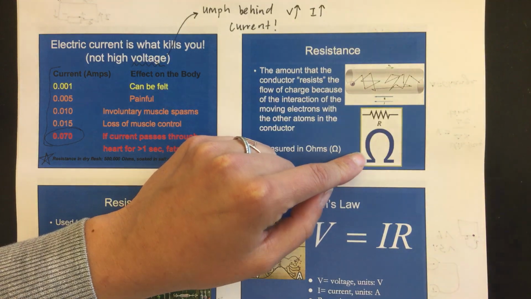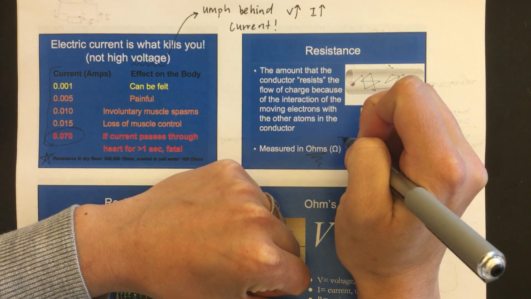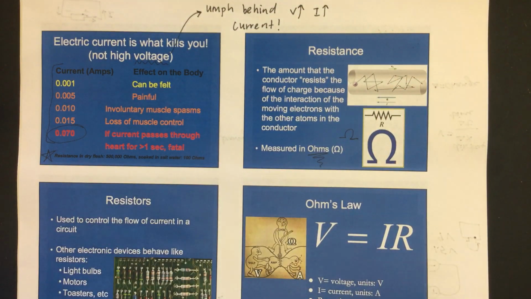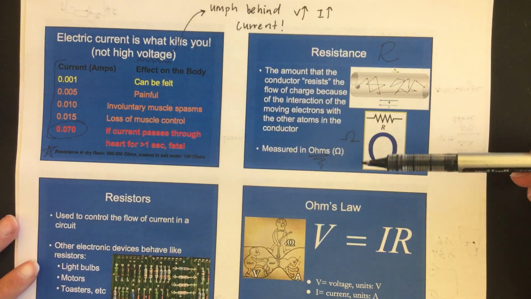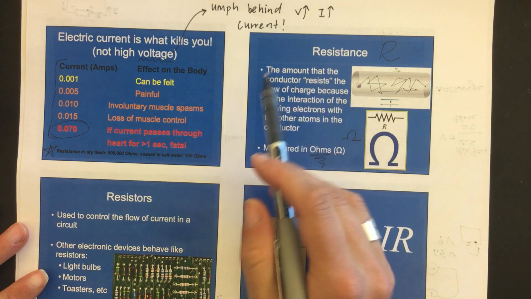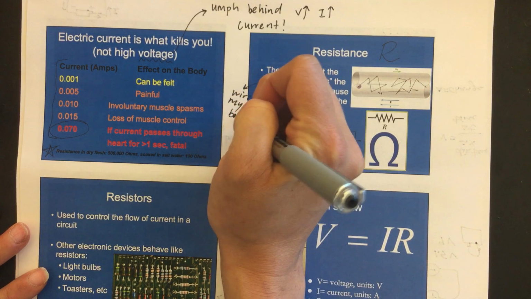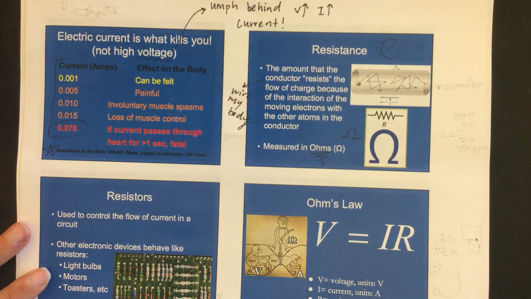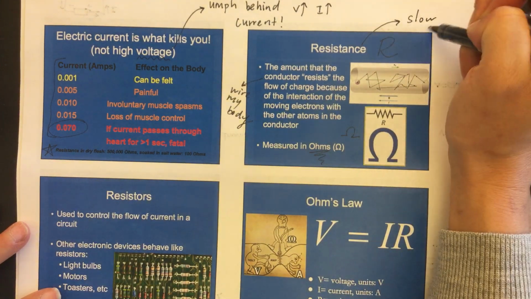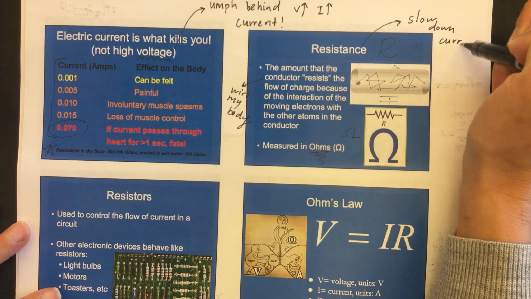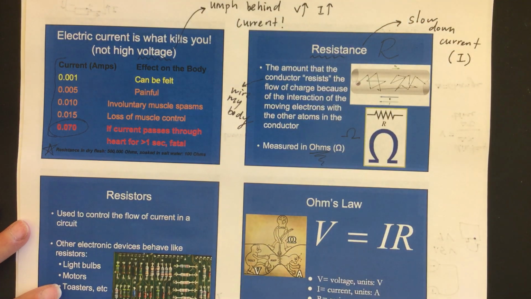A lot of the jokes on the first slide were about this symbol, which is called an ohm. And I usually draw it like this and then go like that and this. And resistance is the letter R, and it's measured in ohms. Now, resistance is the amount that the conductor, could be like a wire, my body, whatever, resists charge. So resistance is going to slow down current.